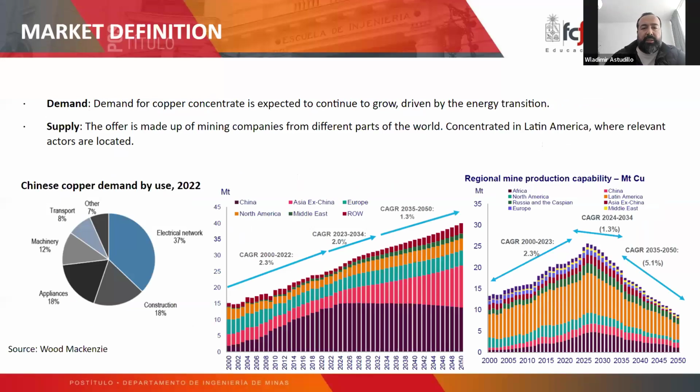We have demand for traditional copper use, such as power networks and construction, as illustrated in the graph on the left, to which is added a growing demand for electromobility, mobile technologies, and renewable energies, as shown in the graph in the middle. This graph shows the consumption of copper projected to 2050.